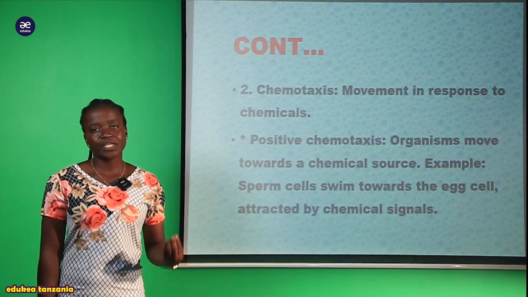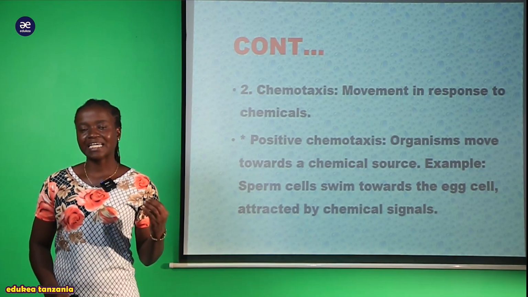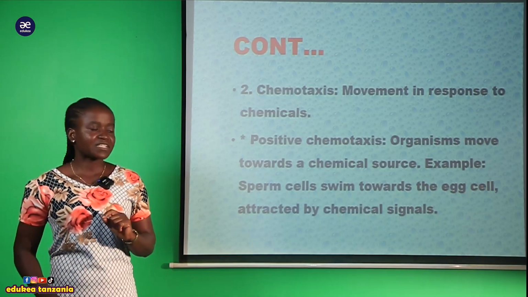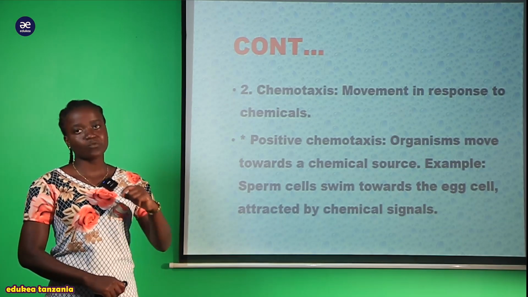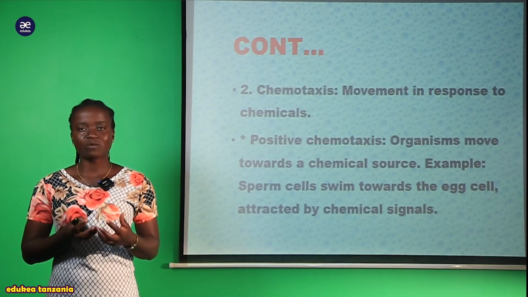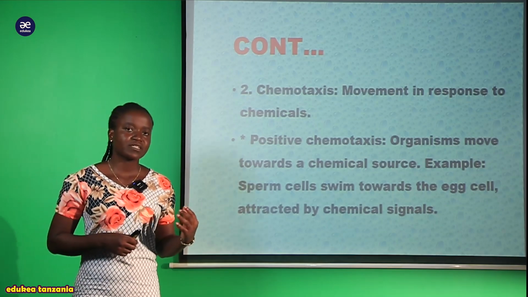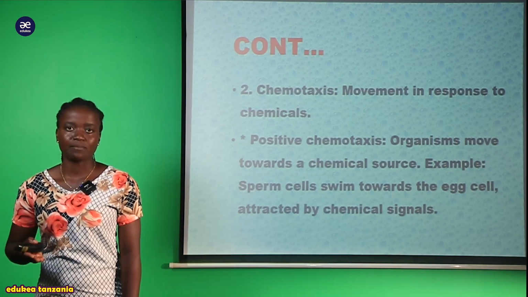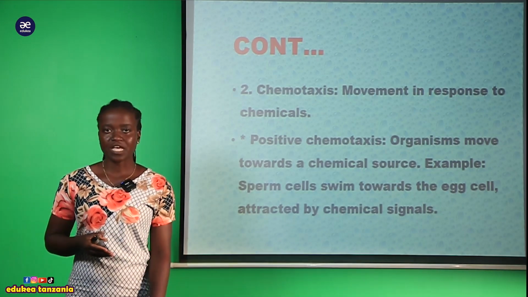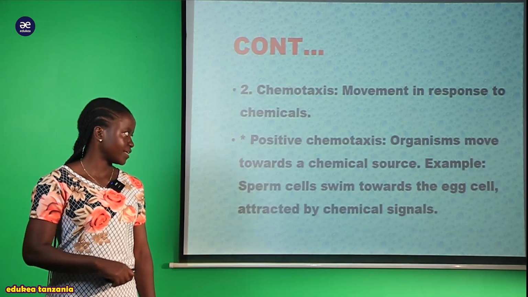Kwa maana kwamba kwenye hii kind ya taxis ambayo tunaita chemotaxis, an organism can move toward another places due to the response of chemical. For example, here we have the sperm cells zina swim kwenda kwenye egg cell, kwa sababu kwenye egg cell they produce a chemical. Zile chemicals zinakuwa zina attract zile sperm cell so that it can enter into the egg. A good example, unaweza ukaangalia kwenye zile bryophytes. We are talking about Archegonia and the Antheridia. So those Antheridia, they produce chemicals so that it can attract the sperm cell.